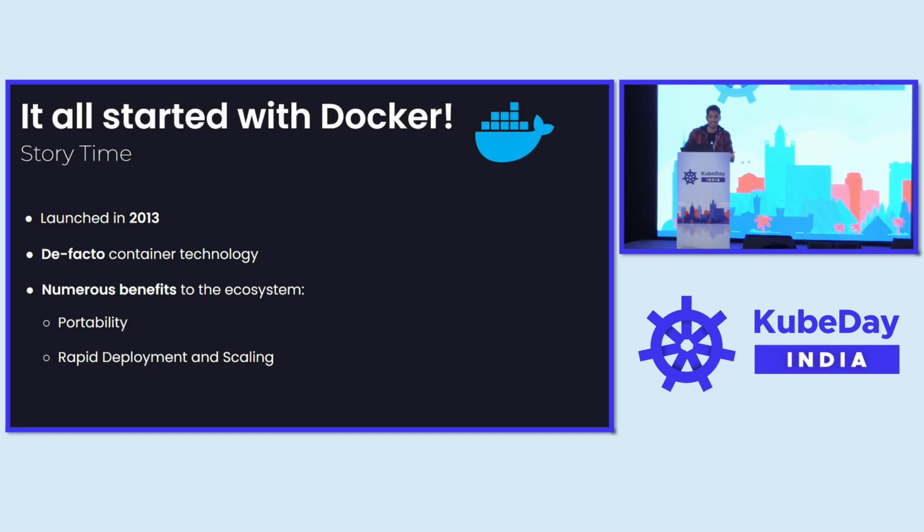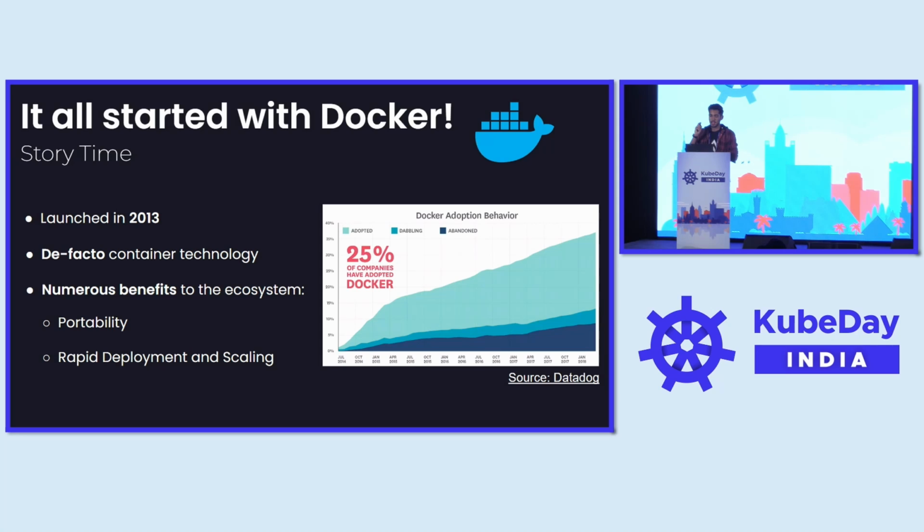One was portability of the containers, and another was that it really helped in the rapid deployment and scaling of applications, right? This is a graph given by Datadog, and you can see the massive adoption of Docker from where it got started, and how the graph inclines as companies started using and adopting Docker. So Docker was the one big thing in the container ecosystem.